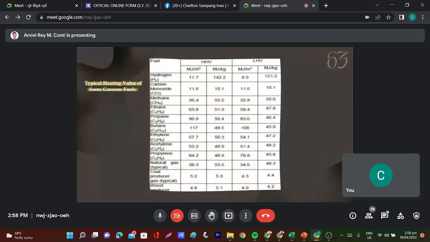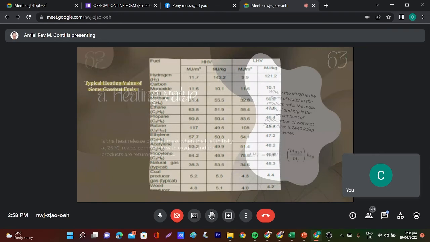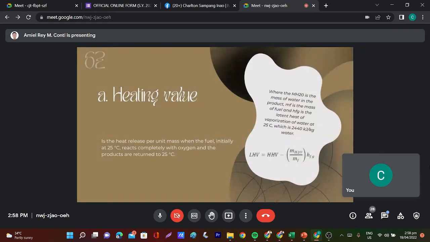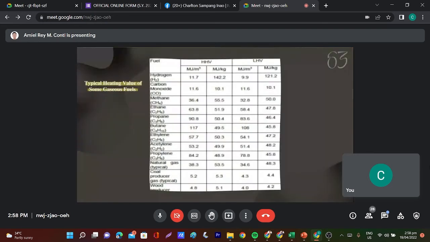Usually, ang value niya is 2,440 kilojoules per kilogram ng water. Next po. Next naman is yung typical heating values of gaseous fuels. Diyan makikita natin yung list of fuels, high heating value and low heating value nila. Ang unit nila is megajoule per cubic meter or megajoule per kilogram.